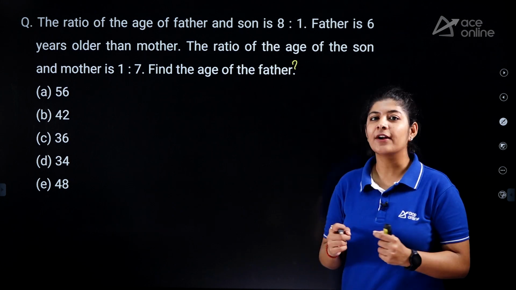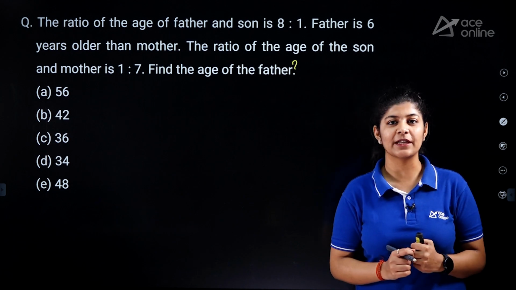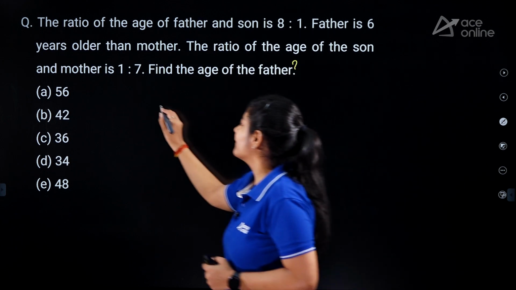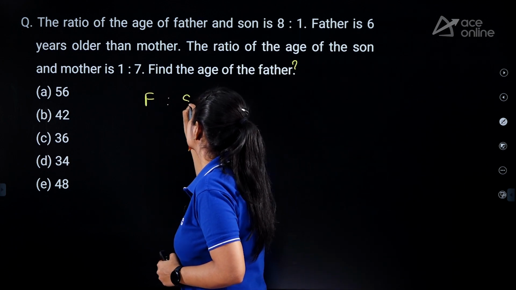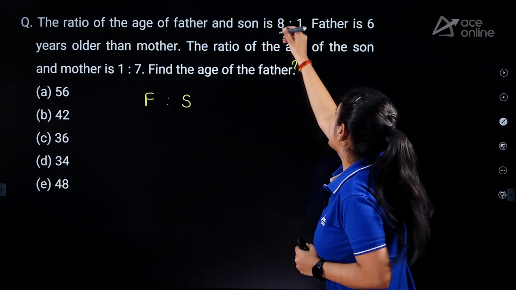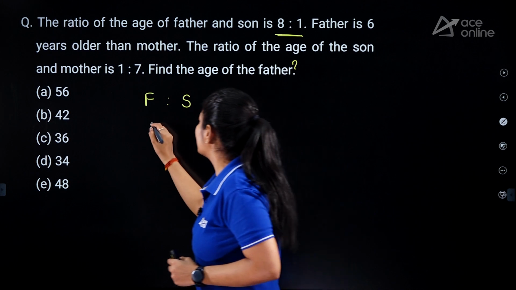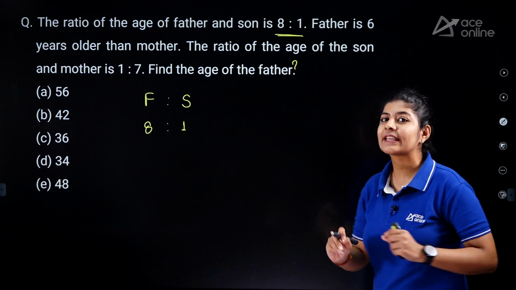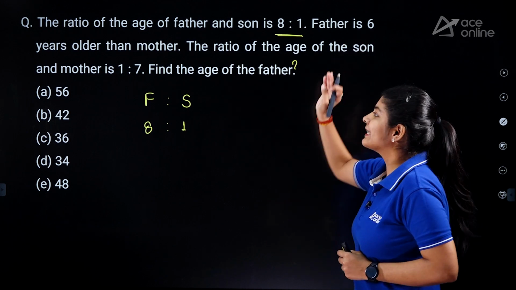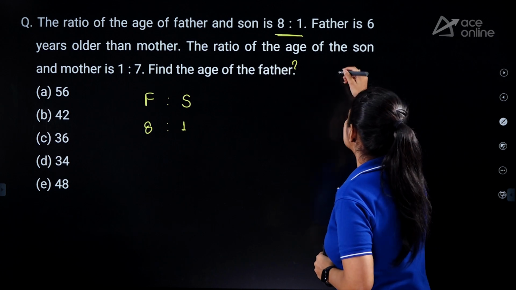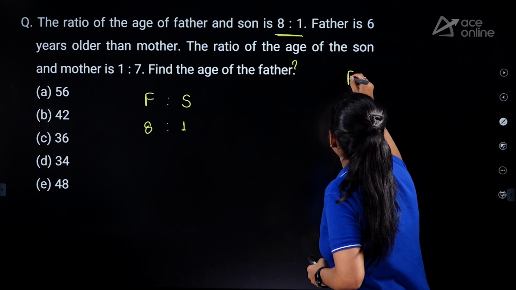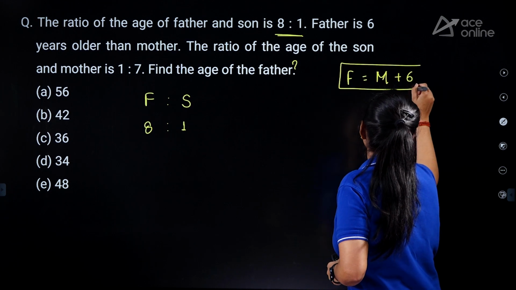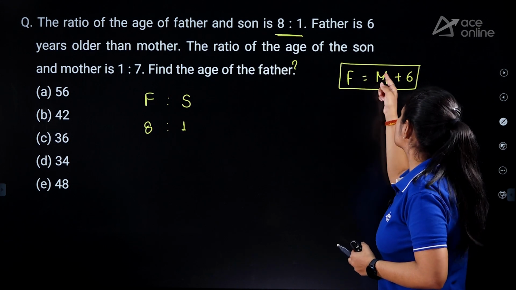The first data that we have in this question is the ratio between the age of father and the son. So we can write it as father to son, and the age ratio is given as 8:1. In the next line it is given that father is 6 years older than mother. From this data, I can write it as father equals mother plus 6, right?